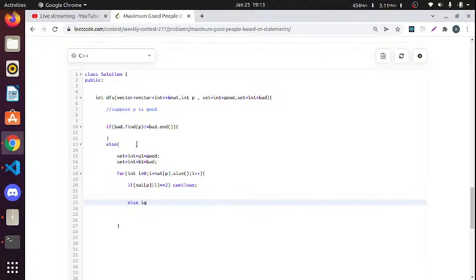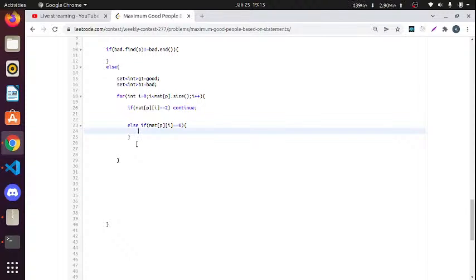And set p_i equal to 0. So if it is 0, this means that person is bad, right? So we can do b1.insert, okay, because it is a set. So it is right, okay.